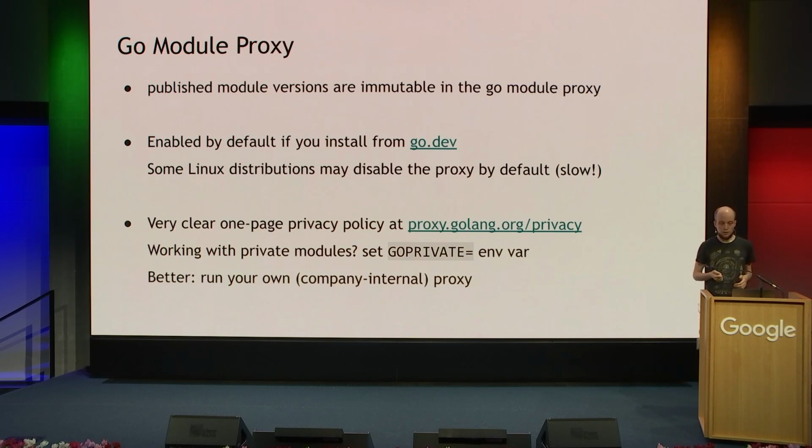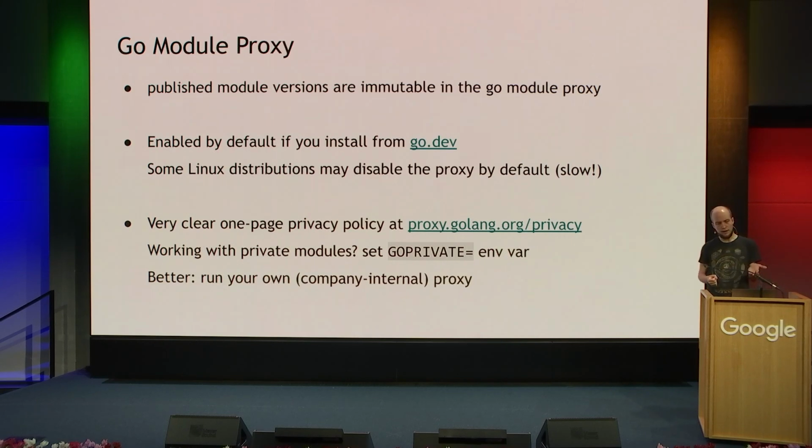The Go module proxy is enabled by default if you install the toolchain from go.dev. There are some Linux distributions that disable the proxy by default. I think Fedora was one of the distributions that did that. I'm not sure if they still do. I don't like disabling the proxy because it makes everything so much slower. Because that means that the Go tool now needs to fetch all of these modules from their respective upstream repositories, and that just takes a lot more time than connecting to a proxy that already has everything in cache.